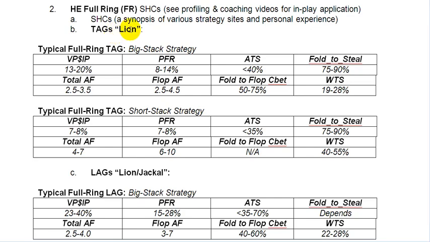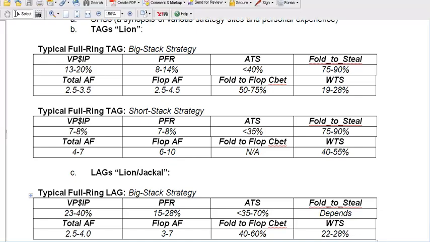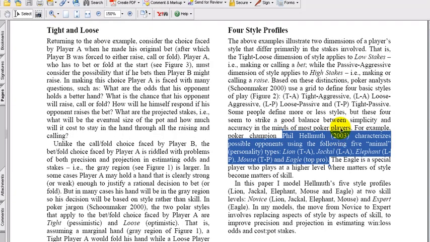Tags are very often referred to as lions. Lags are kind of a lion or a jackal. And then we get into calling stations and nitty rock kind of players, and those are referred to respectively as elephants and mice. These animal descriptions came from Phil Hellmuth, characterizing possible opponents using the five animal personality types. Lions are tight aggressive, jackals loose aggressive, elephants loose passive, the calling station, and mice tight passive. The eagle is then the top pro.